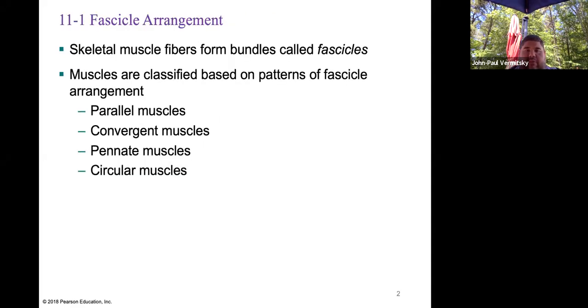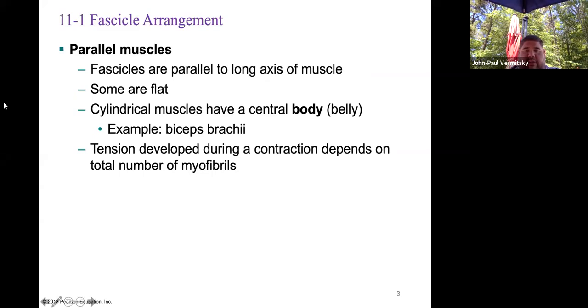So skeletal muscle fibers form bundles called fascicles, as we discussed in the prior chapter. Muscles are classified based on patterns of the fascicle arrangement, and that could be either parallel muscles, convergent, pennate, or circular, and we'll look at these in a second. So with parallel muscles, the fascicles are arranged in parallel fibers. Some can be flat, others can be cylindrical. An example of a parallel muscle would be your biceps brachii.